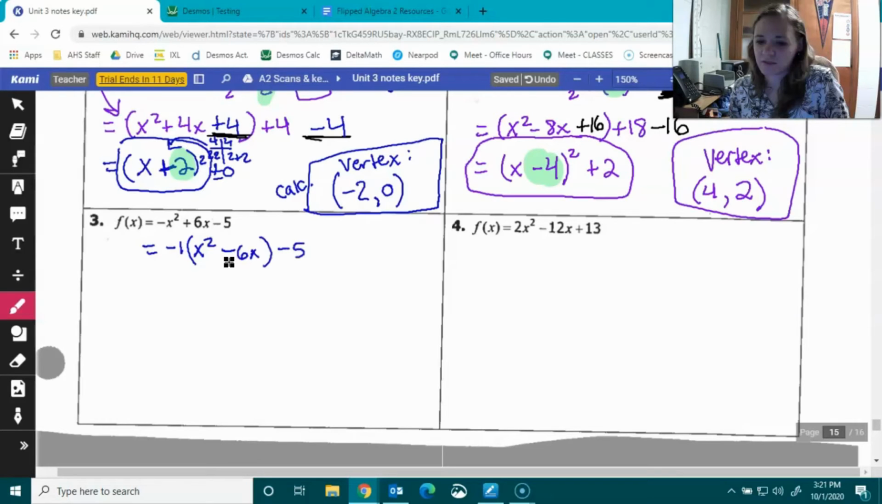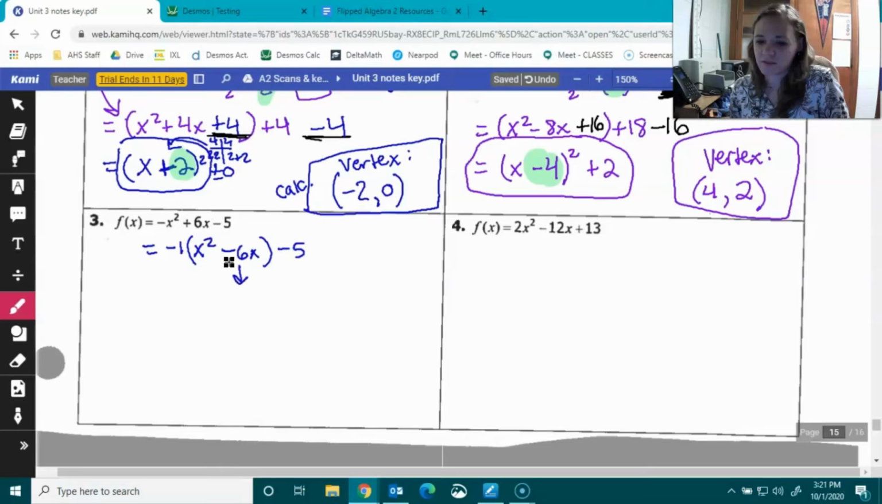So just to verify why we have to do that: if you multiply it back in, you get a negative x squared, and then you get a positive 6x, which is correct. So whenever you take out a negative, you've got to change the sign of everything that you put here in the parentheses. Okay, now we're going to continue with completing the square.